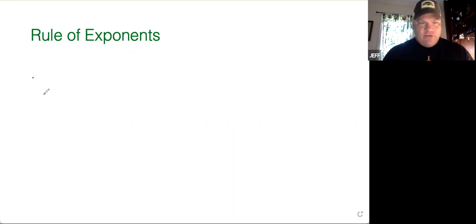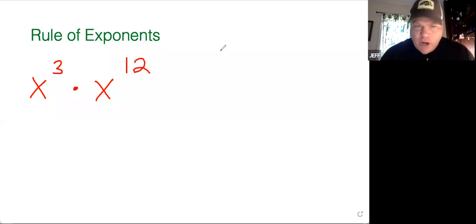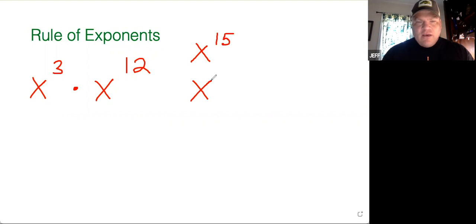If they gave us x to the 3rd power times x to the 12th power, these are probably the 4 choices that GED would give us: x to the 15th, x to the 36th, 15 to the x power, and 36 to the x power.